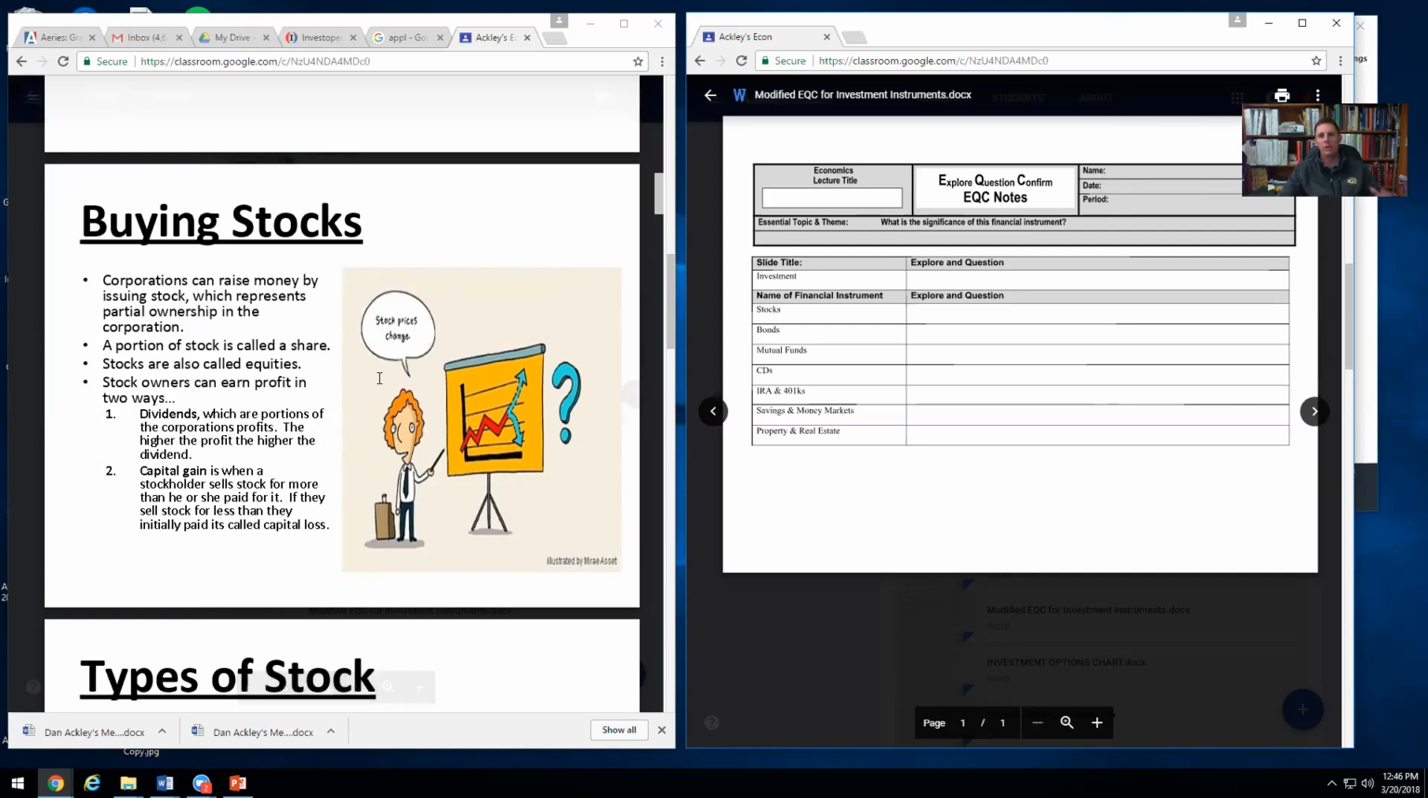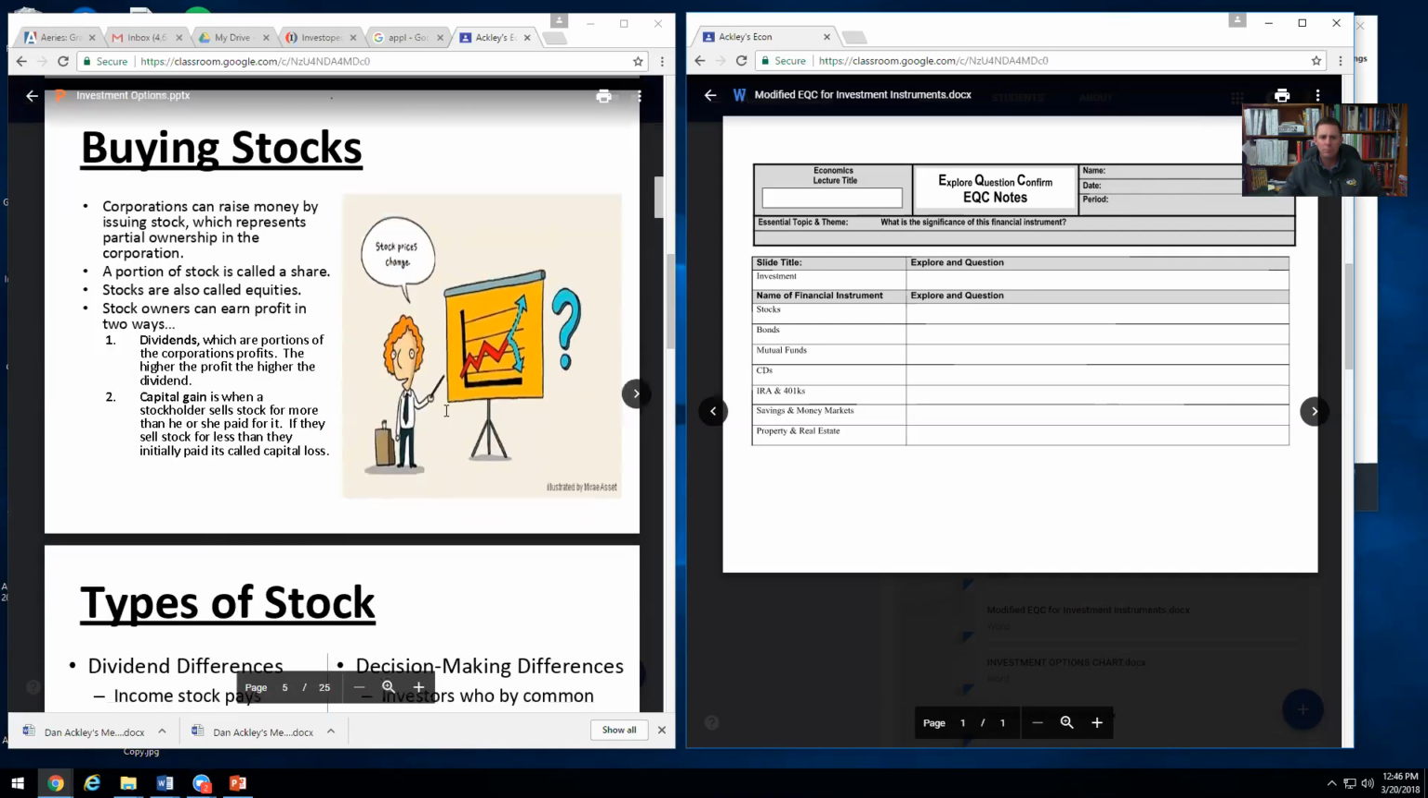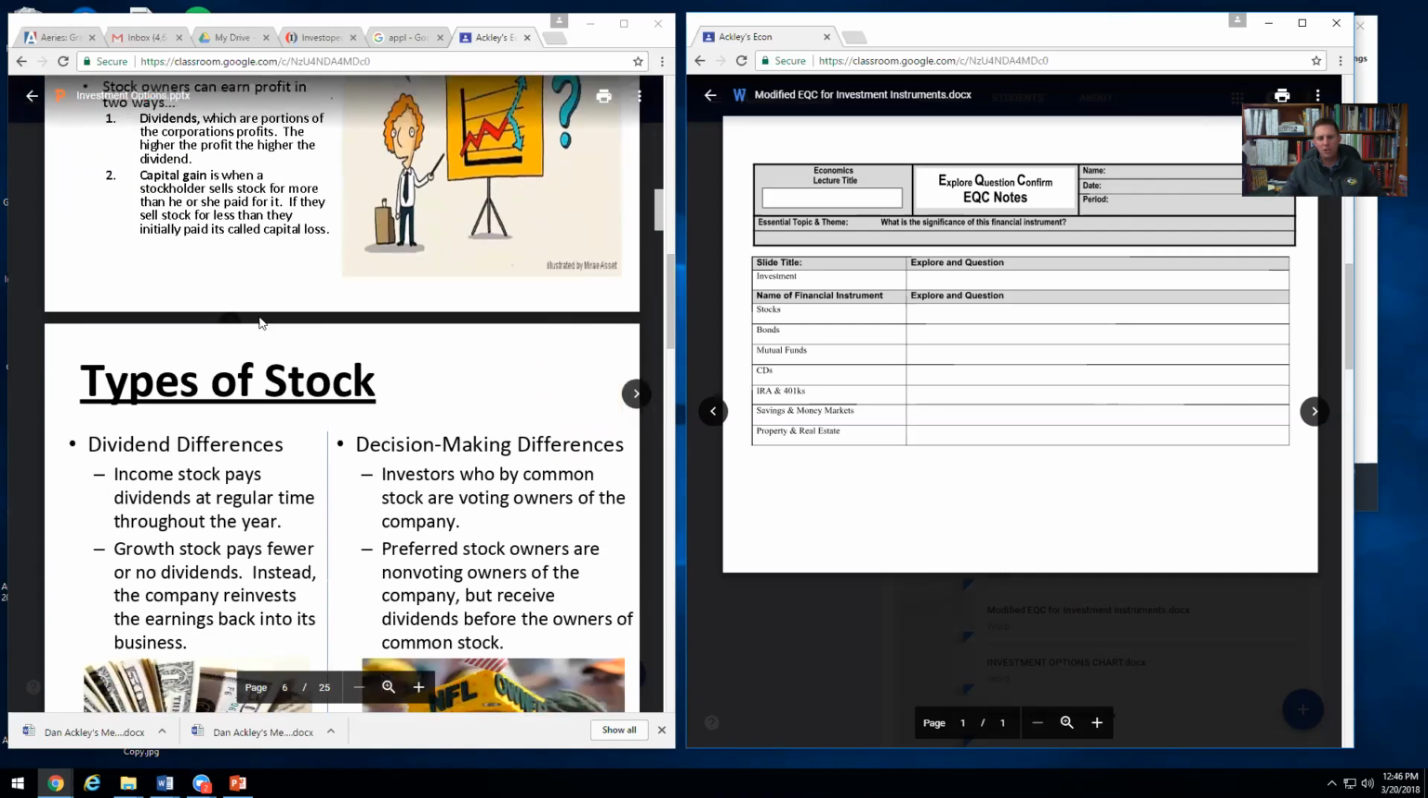That's pretty much what you're doing in this Investopedia game, is you're buying and selling shares of stock. So while this whole project is about the different investment options that you have available to you, primarily with this game, we're just looking at stocks. That's what you're doing with the investment part of the game. Then it goes through and talks about types of stock.